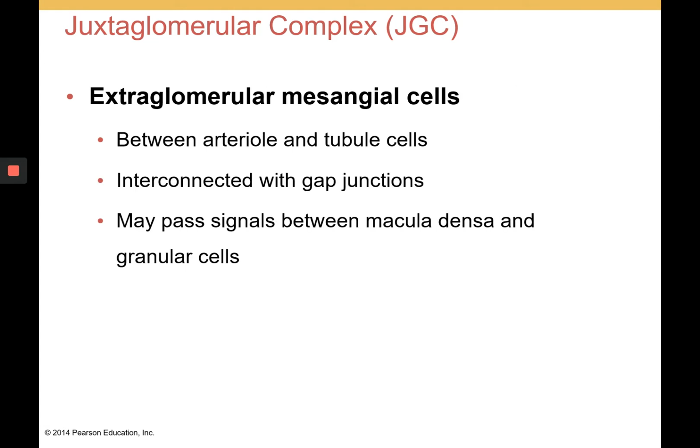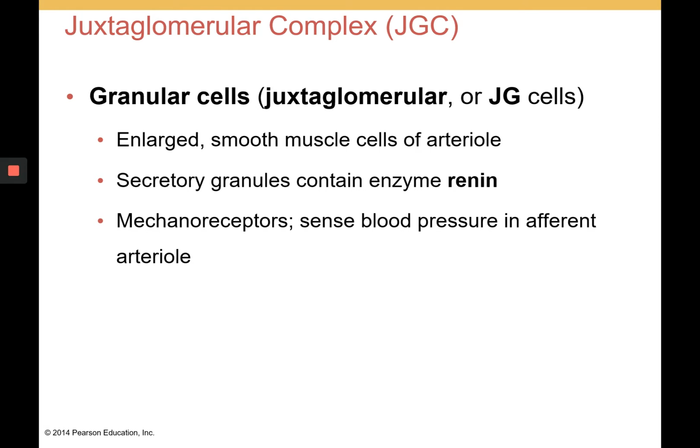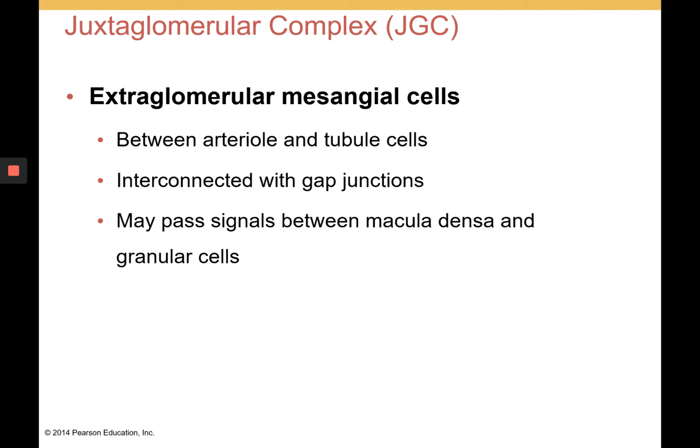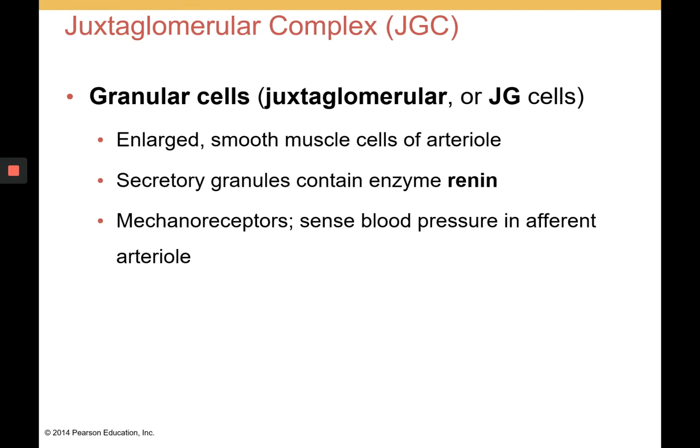The extraglomerular mesangial cells are between the macula densa cells and the granular cells. So the extraglomerular mesangial cells are located between the arterial and the tubule cells, and they're interconnected with gap junctions, and so they can pass signals between these two cell types. So let's go back one, and now let's look at the granular cells.